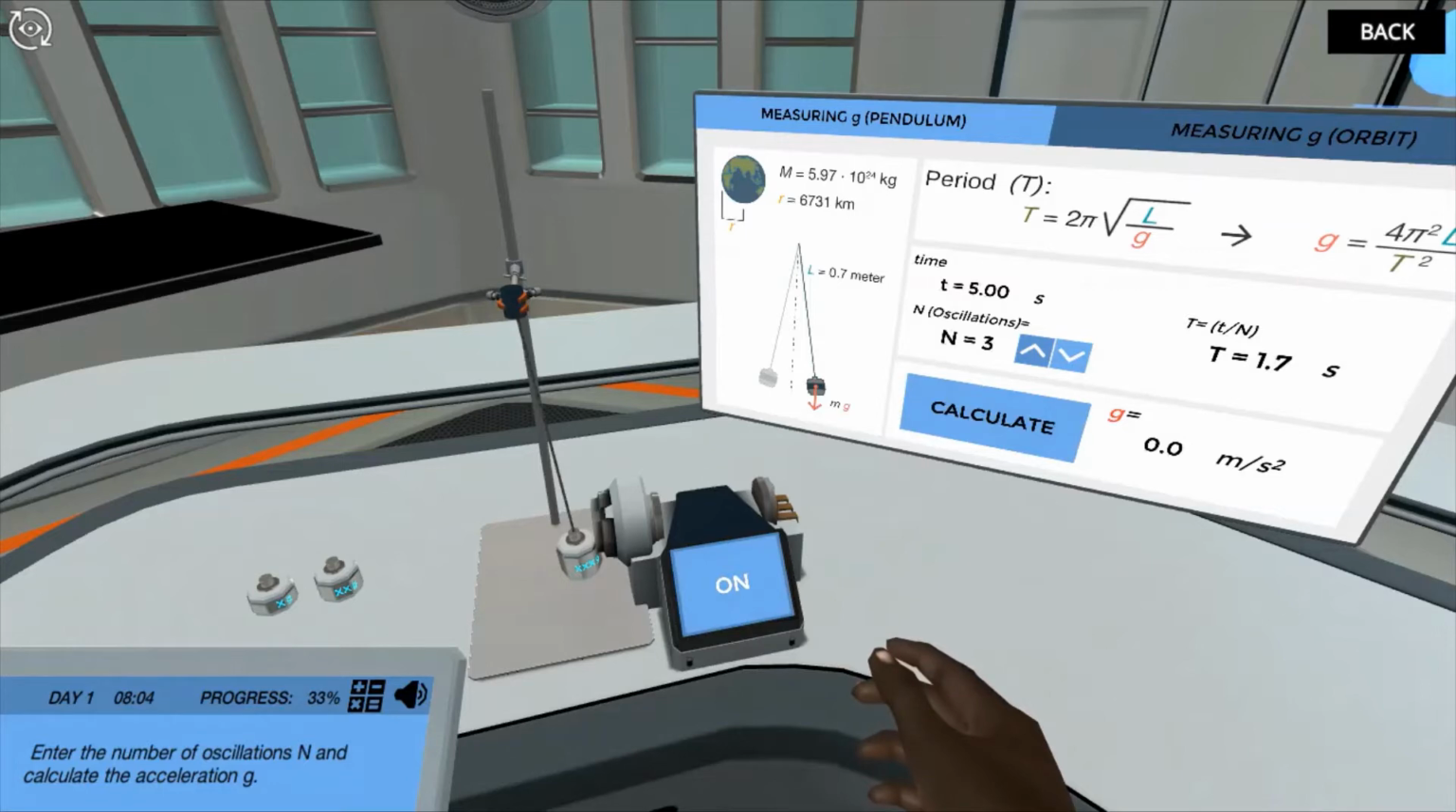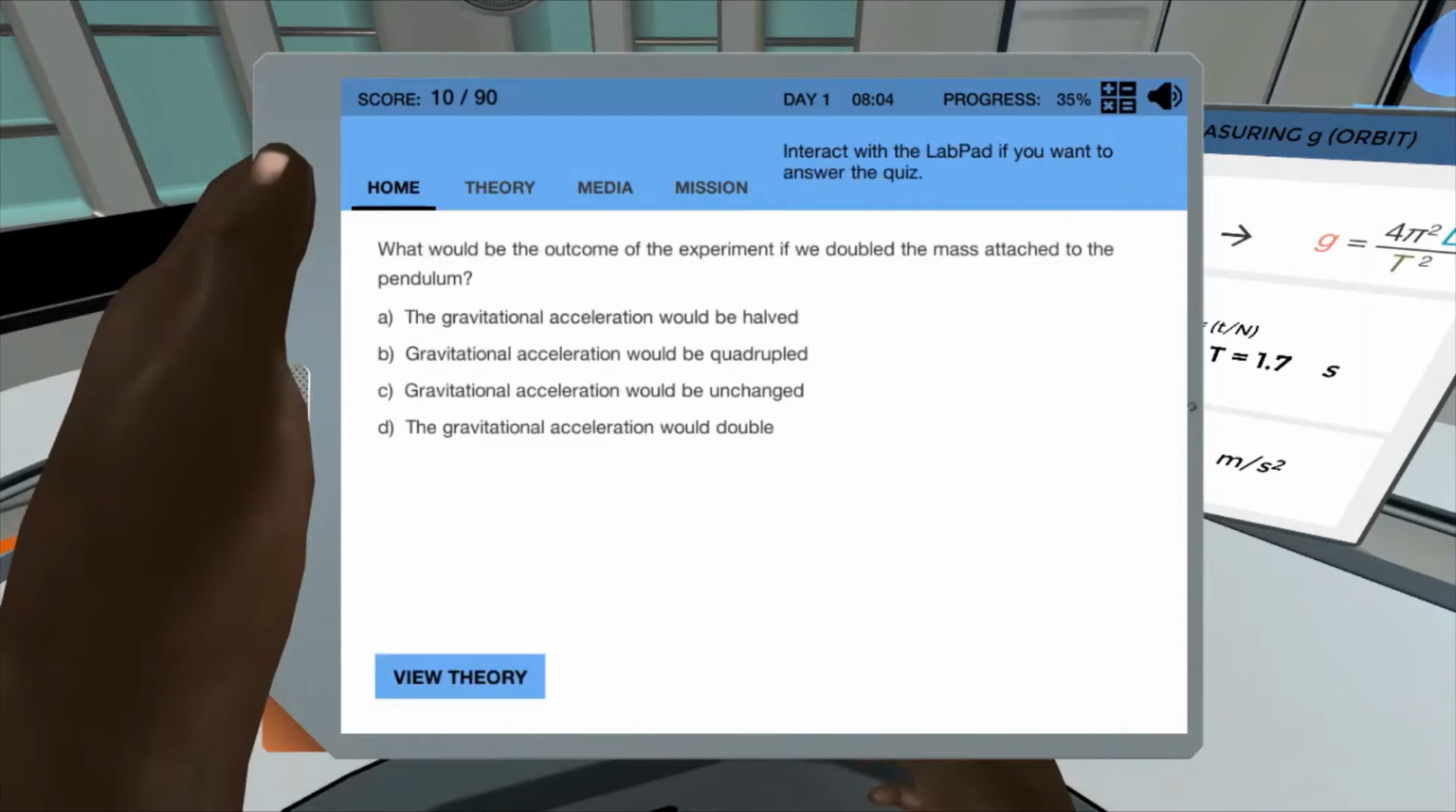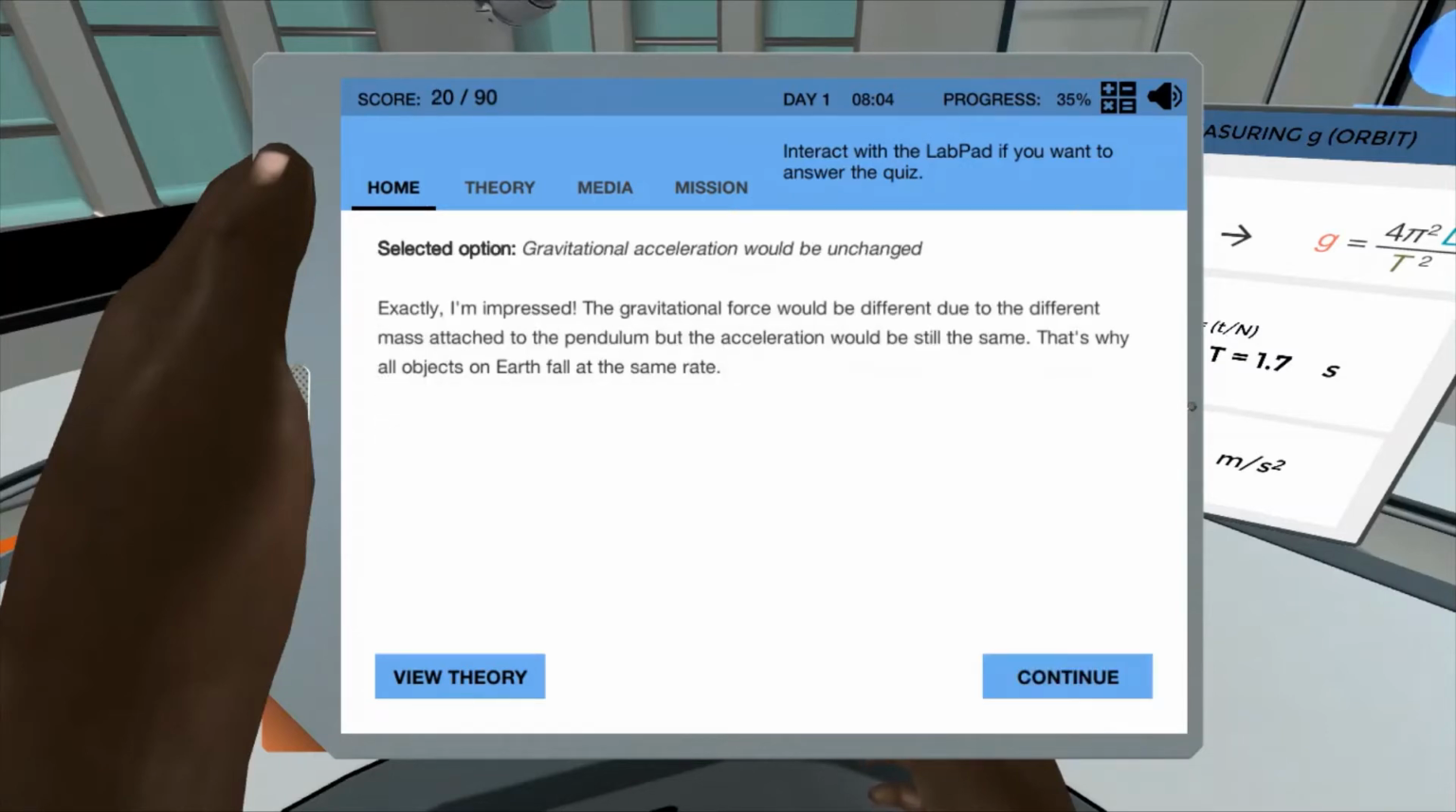As you can see, the result g was 9.8 meters per second squared, and this is the gravitational acceleration near the surface. What would be the outcome of the experiment if we doubled the mass attached to the pendulum? I can say that the gravitational acceleration would be unchanged because all objects on Earth fall at the same constant rate.